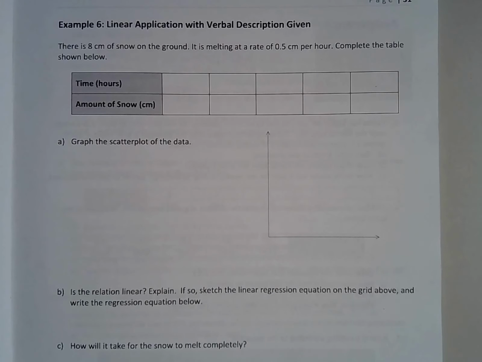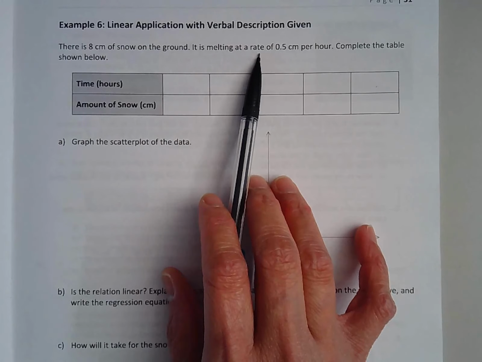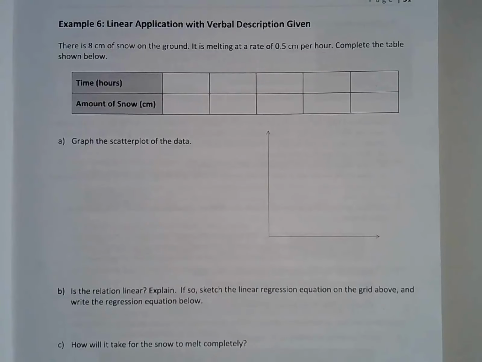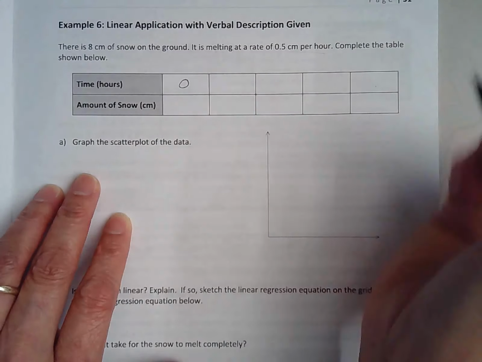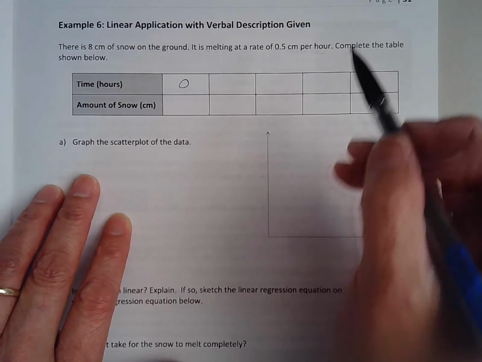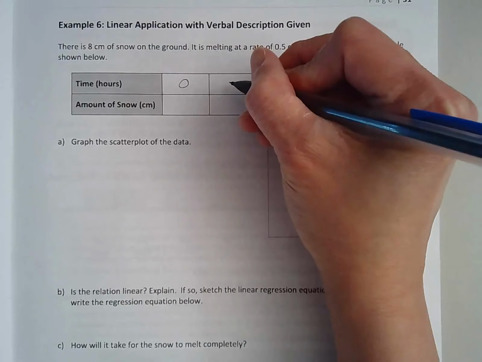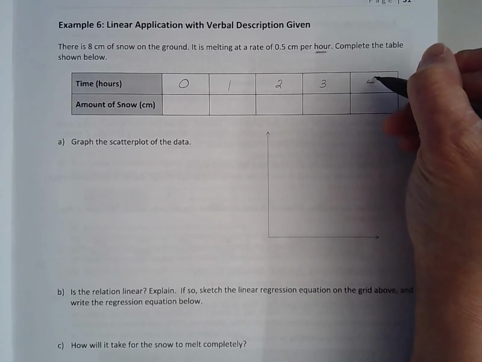There's 8 centimeters of snow on the ground, and it's melting at the rate of 0.5 centimeters per hour. Okay. So it says here there's 8 centimeters on the ground, and it's melting at the rate of 0.5 centimeters per hour. Complete the table shown below. So we go 0. So this is 0.5 centimeters for every hour.